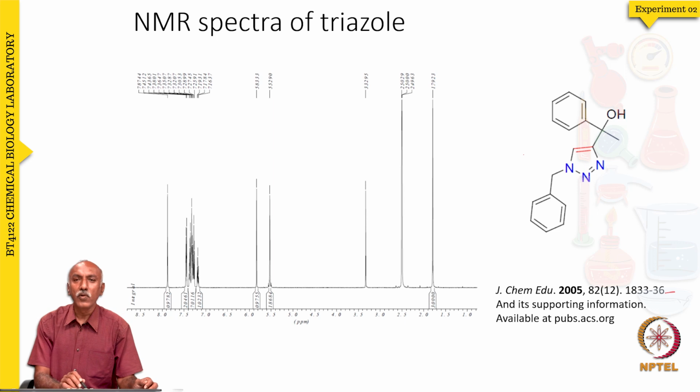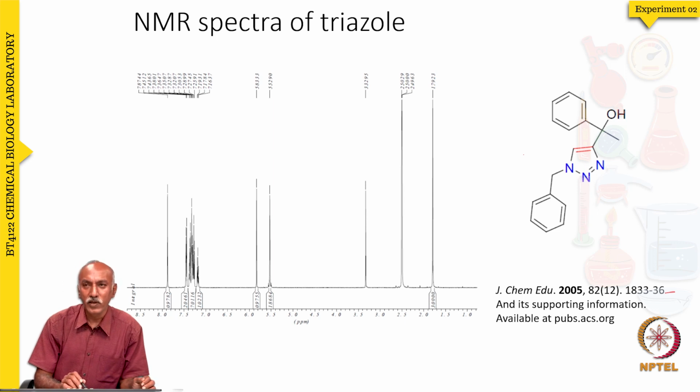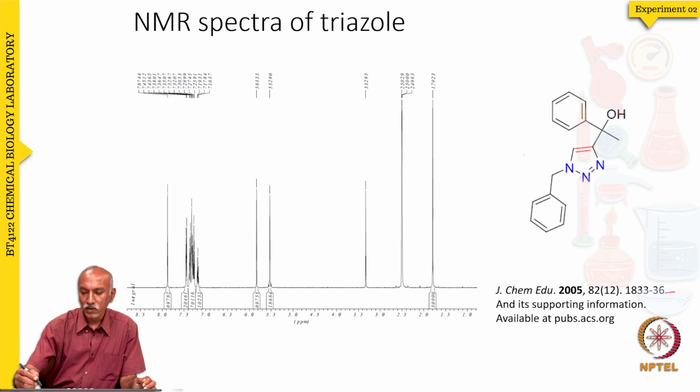So, if you want to find out whether you have got the compound or not, how do you look at which are the very characteristic peaks for the triazole compound? You will find that this hydrogen is very characteristic for this one. So where the hydrogen will appear, that is one thing.